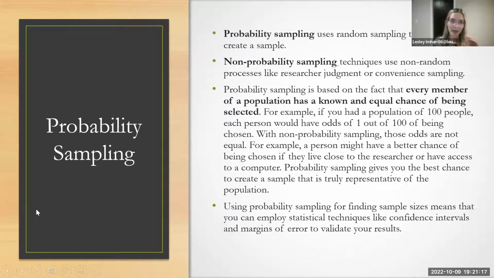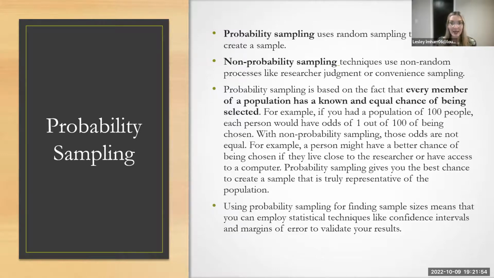Okay, let's turn the page to probability sampling, which uses randomization, random sampling techniques, compared to non-probability, which uses non-random processes. So probability sampling is based on the fact that every member of the population has a known or equal chance of being selected. So this would look like putting the names of every child welfare worker in the state of Washington into a hat and then randomly selecting 50. I'm just saying that for argument's sake. And then you go ahead and recruit those individuals.